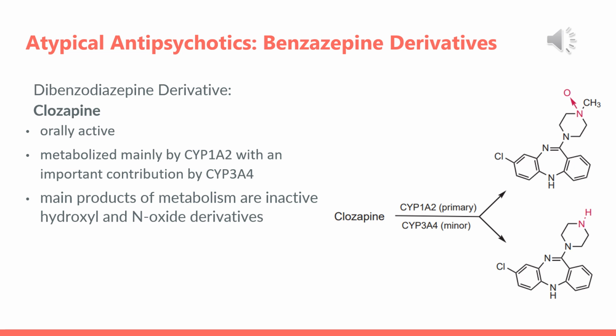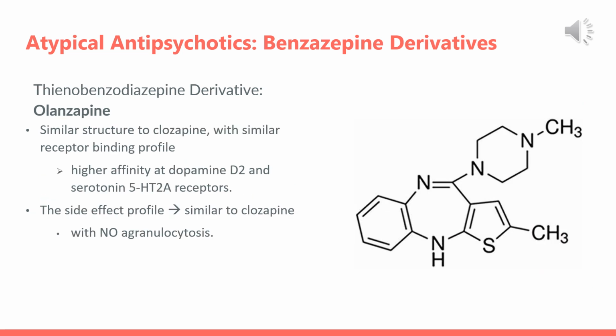Clozapine is orally active and metabolized mainly by CYP1A2 with an important contribution by CYP3A4. Main products of metabolism are inactive hydroxyl and N-oxide derivatives.